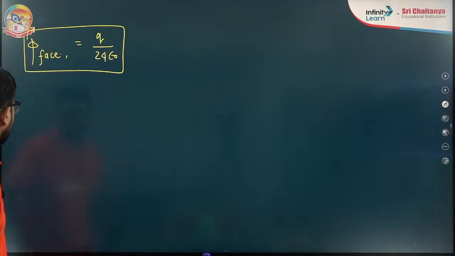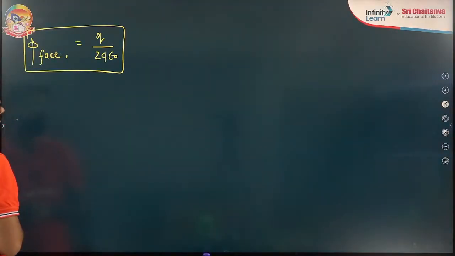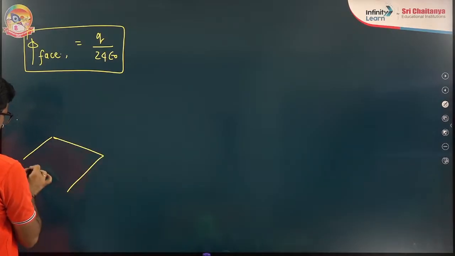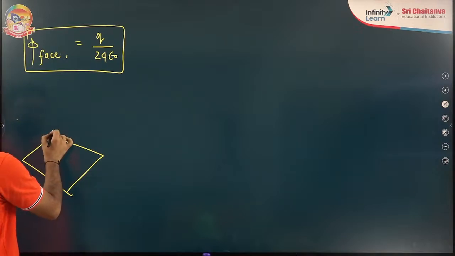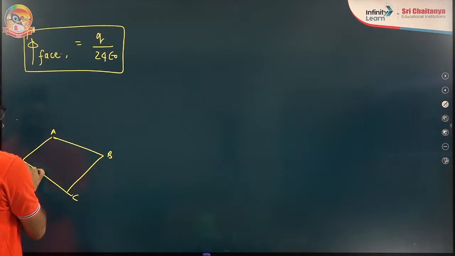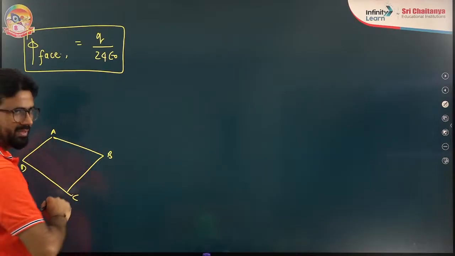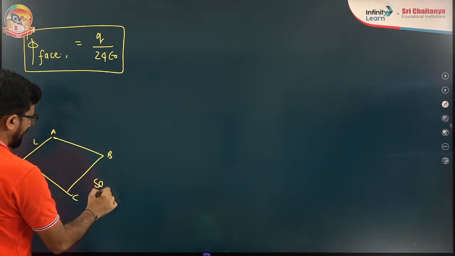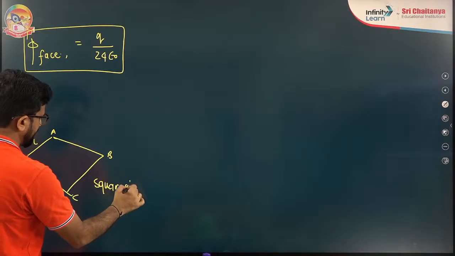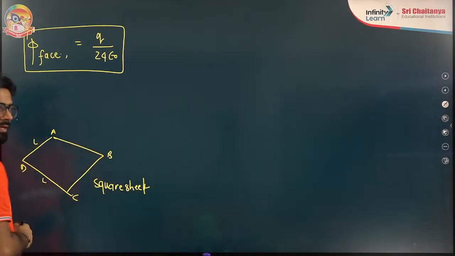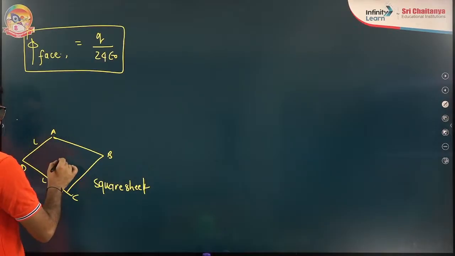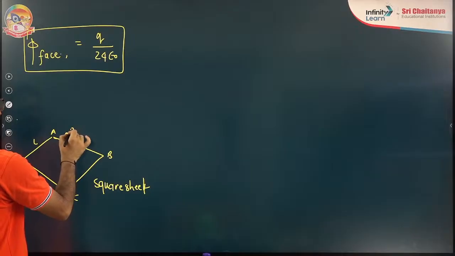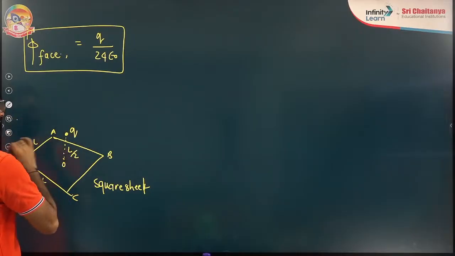Suppose there is one square sheet, A, B, C, D. Assume it is a square, even if it is not looking like a square. These side lengths are L. Okay, square sheet, I am writing properly, no confusion should be there. And from the center, this is the point O. At this point one charge Q is placed, at a height of L by 2.